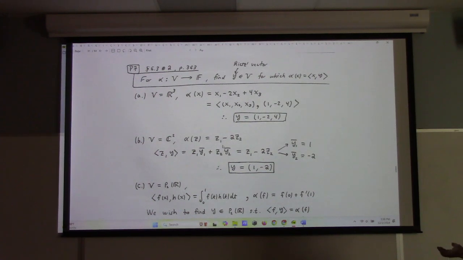How do I get x1 minus 2x2 plus 4x3 from taking the dot product of a vector with the vector x1, x2, x3? Well, duh, right? I mean, there you go. I don't have a calculation for you. This is just by inspection, right? So if you ask me, well, how did you calculate that? I'd be like, I didn't, right?